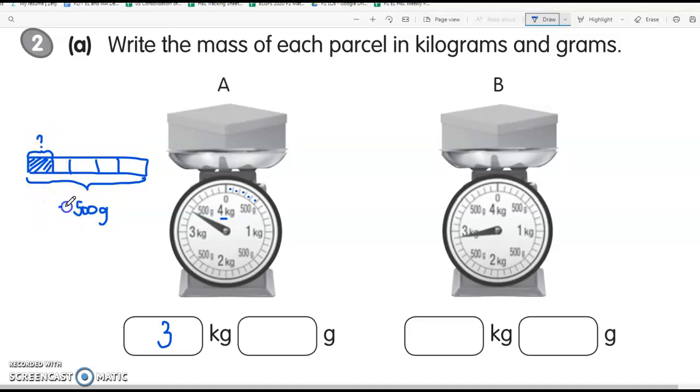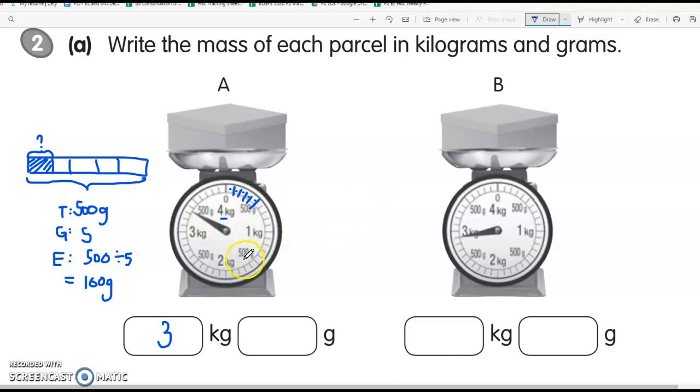Again, the total is 500 grams. How many groups are there? There are 5 groups, right? 1, 2, 3, 4, 5 groups. So how do we find each interval? So we take 500 divided by 5. So what is 500 divided by 5? It is 100, right? 100 times 5 gives you 500. So each interval here is 100. So 100, 200, 300, 400, 500.